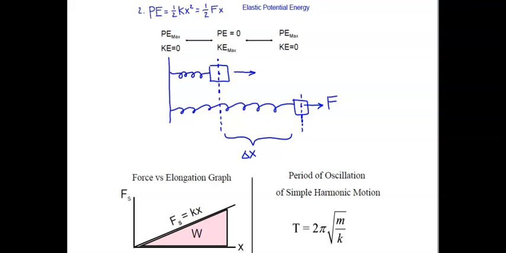This brings us to the conclusion of our lesson on simple harmonic motion. We can see that the potential energy stored in the spring is converted to kinetic energy and back to potential and back to kinetic indefinitely if there's no friction. And we also learned that the period of oscillation is governed by this formula, T equals 2 pi root m over k.